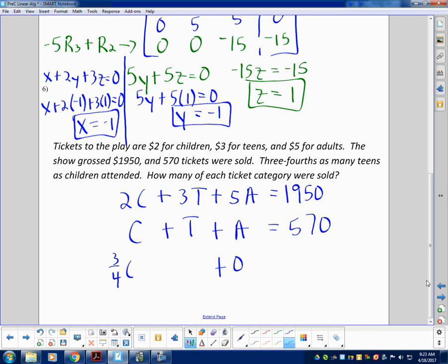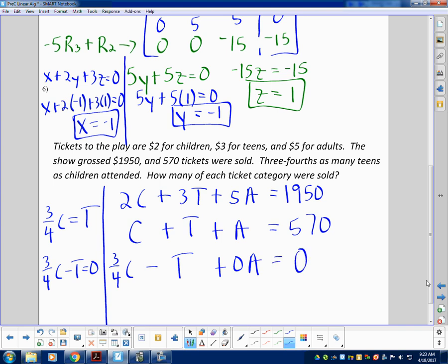Well, let's do it this way here. We have 3/4 C equals T. So if I were to write an equation for that, we would move the T over. 3/4 C minus T equals 0. That's the relationship there. So 3/4 C minus T plus 0A, if you will, equals 0. If I subtract the T over, this is my equation, 3/4 C minus T equals 0, which has a coefficient of 0 for the adults. So this would be my equation.